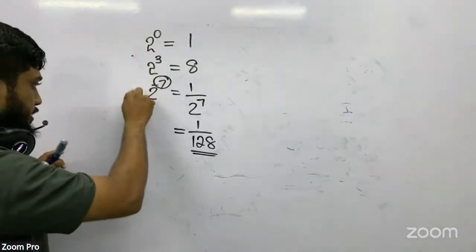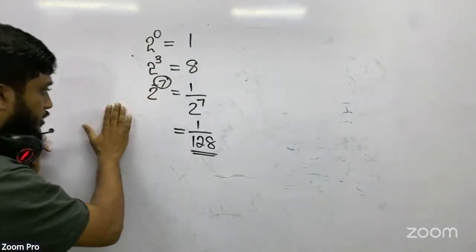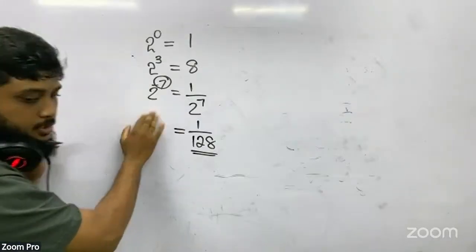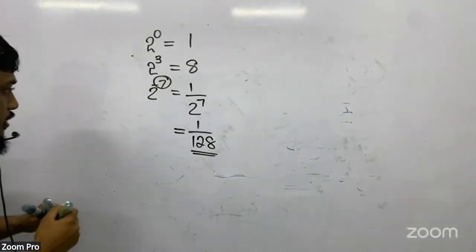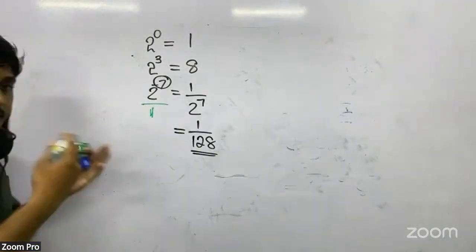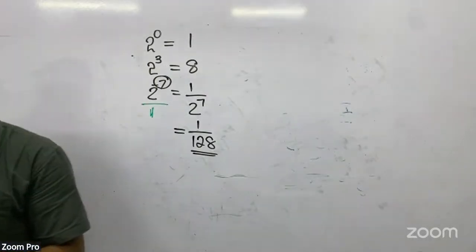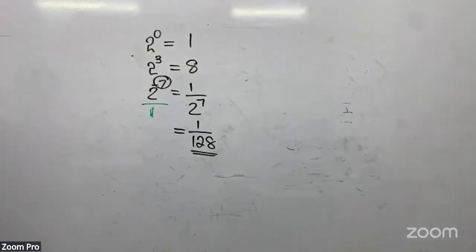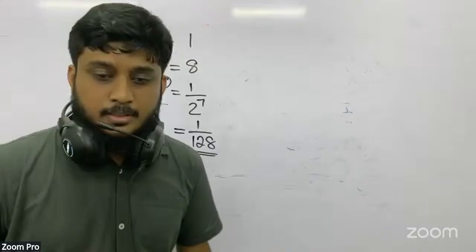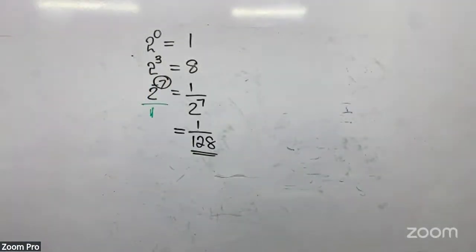Now this entire number is up. Something is down. What is down actually? Although you can't see it, 1 is there. So what will happen now? This 1 goes up, and 2 to the power 7 comes down. Is it clear? 100% clear. Right, this will happen.